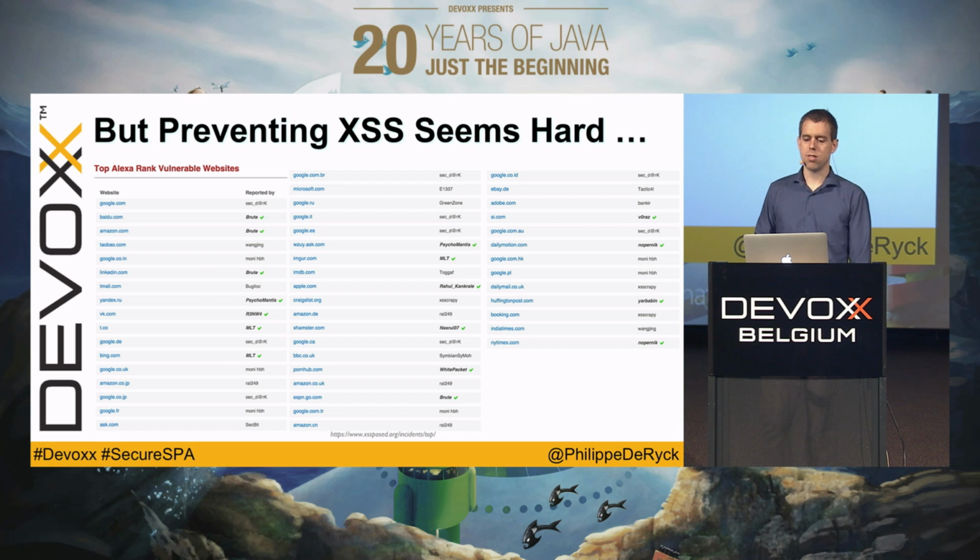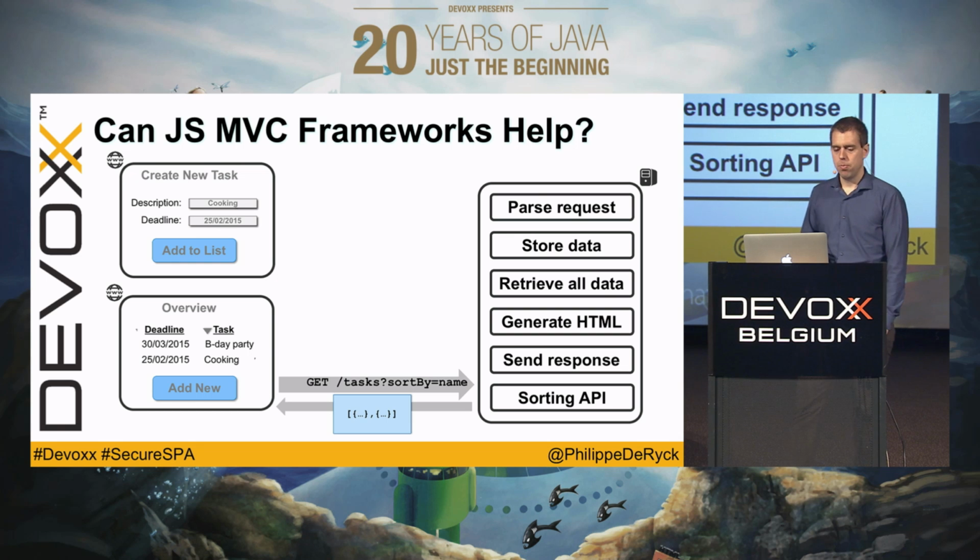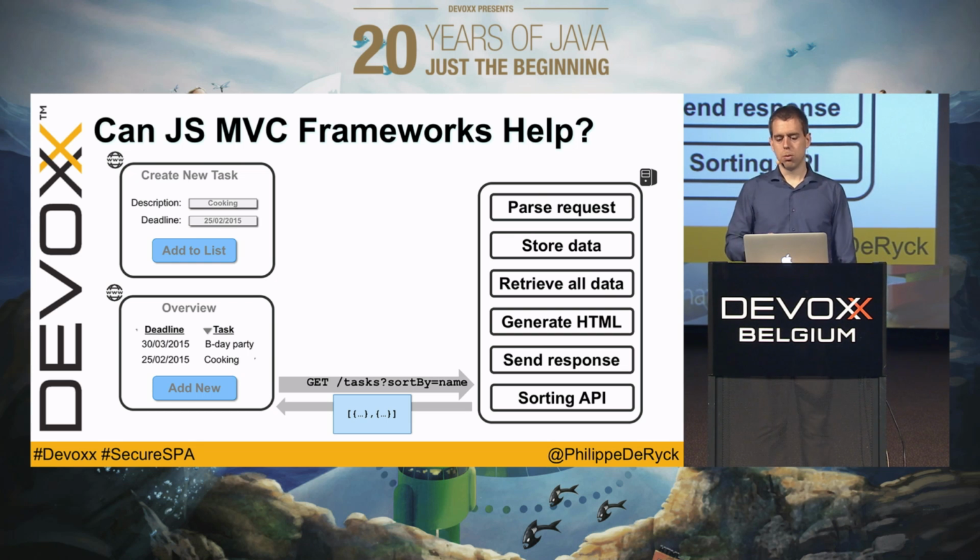So the question here is, can these JavaScript MVC frameworks help? If we have, in this example, an API that returns some JSON, isn't there a way that we can prevent this from resulting in a cross-site scripting attack? I'm starting with the hybrid version of a single-page application. This is essentially not a single-page application, but I'm talking here about server-side template composition.